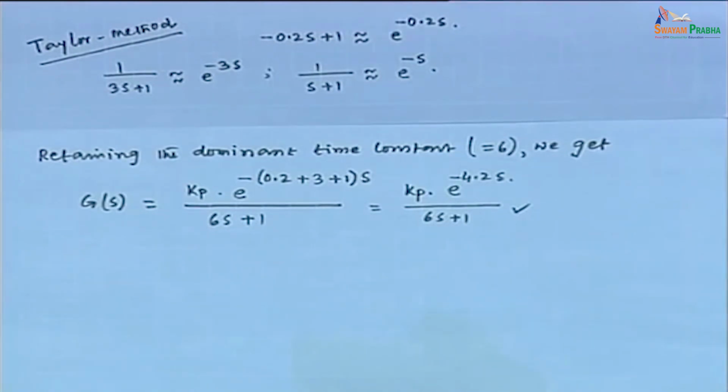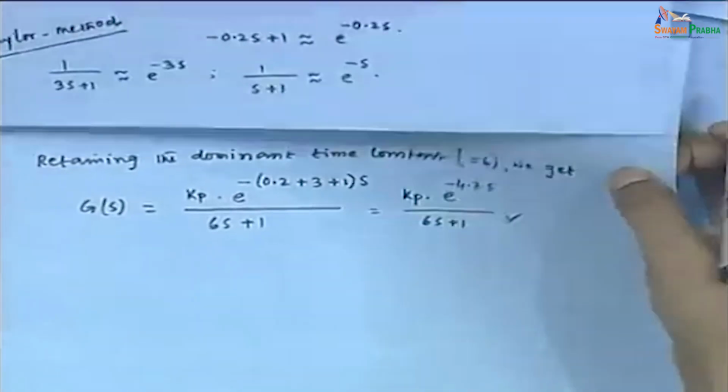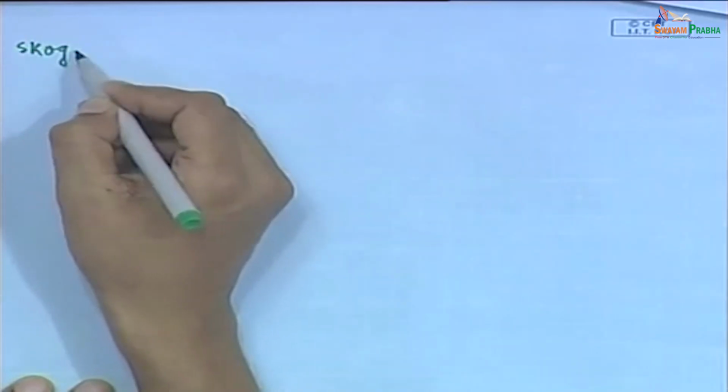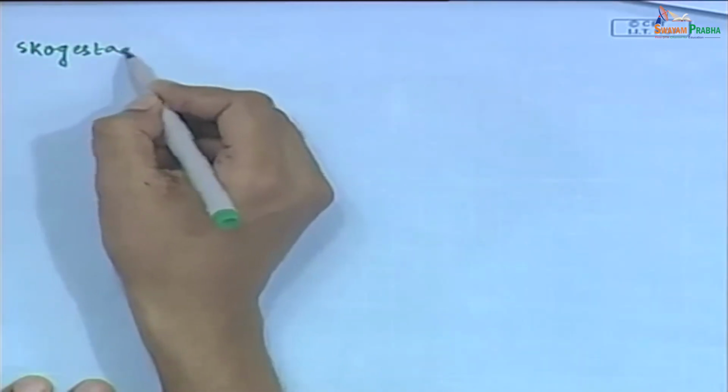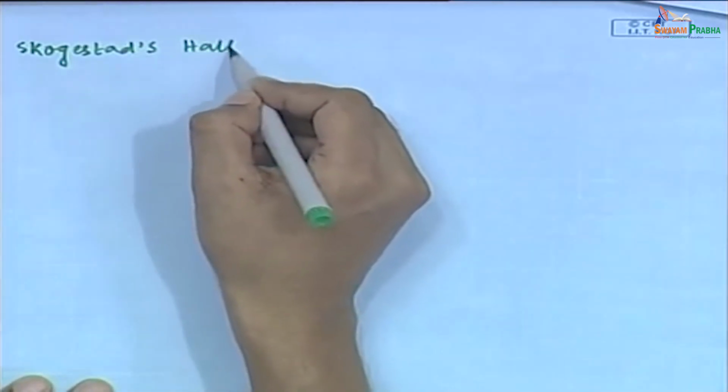Fine. This is one method. Another method we want to discuss is the Skogestad half rule method, using which we can also transform the higher order transfer function to lower order transfer function. So, next we will discuss another technique, that is Skogestad's half rule.